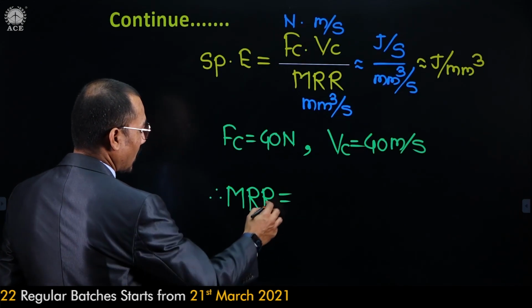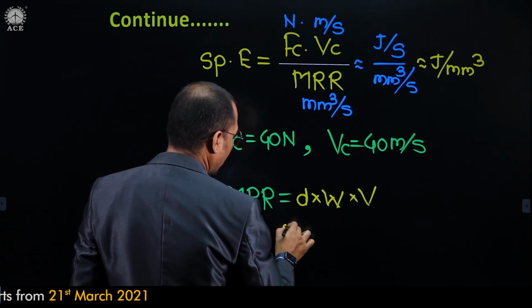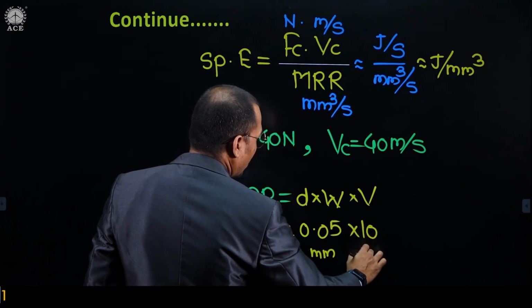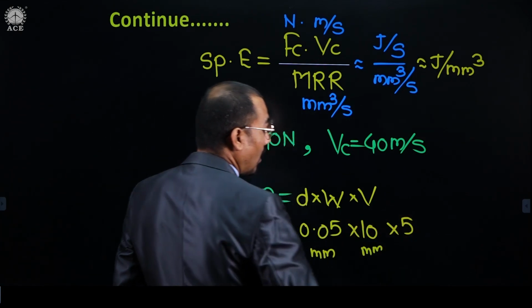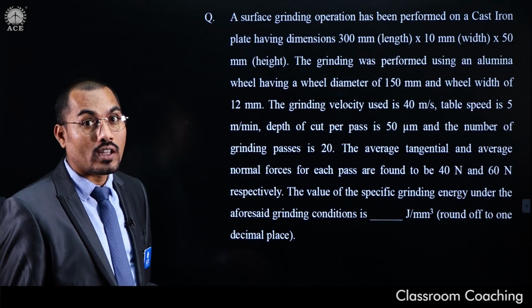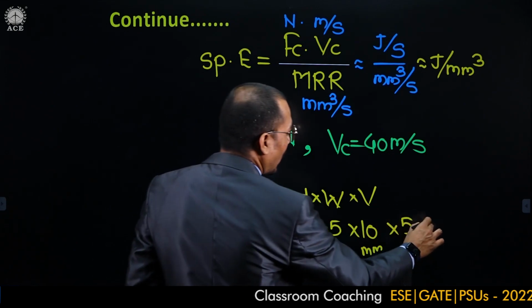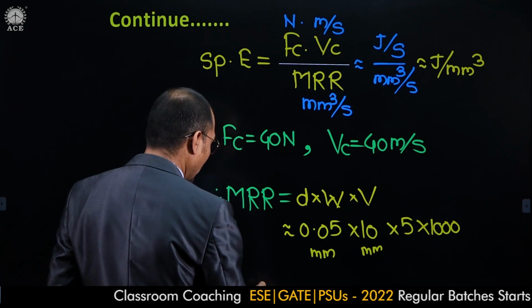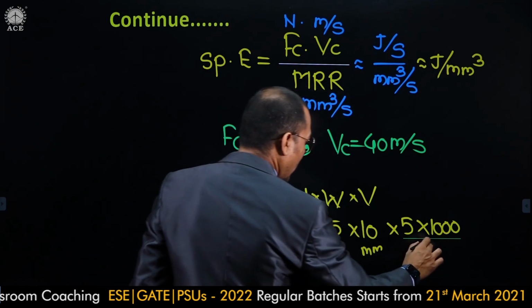So can I say that material removal rate is depth of cut multiplied by width multiplied by velocity, which is exactly equal to 0.05 millimeter, width is 10 millimeter, velocity is 5 meter per minute. But I require mm per second. To convert into mm, I should multiply by 1000. Now the minute has to be converted to a second, so it should be divided by 60.